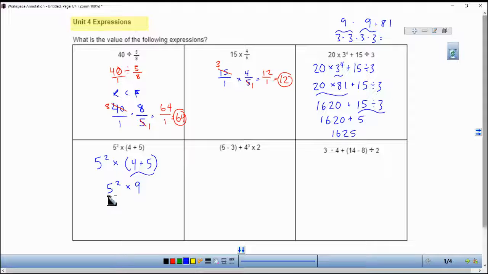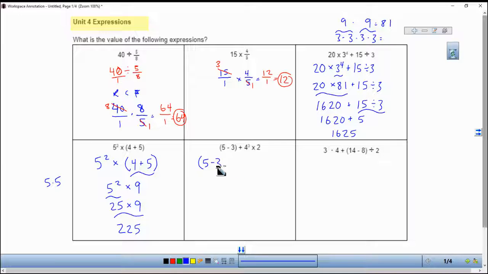Parentheses, nope. Powers and roots, yep. We have a 5 squared, which means 5 times 5, which is 25. 25 times 9. And that's our last step there. Well, 8 quarters I know is $2, so 9 quarters would be $2.25. So that wasn't too bad. Let's try the next one here.